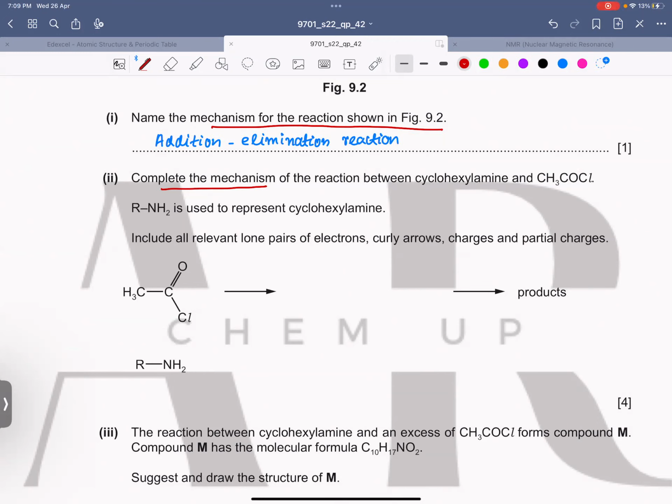Sir, can we write condensation? Condensation is the name of the reaction, not the mechanism. Okay, sir.